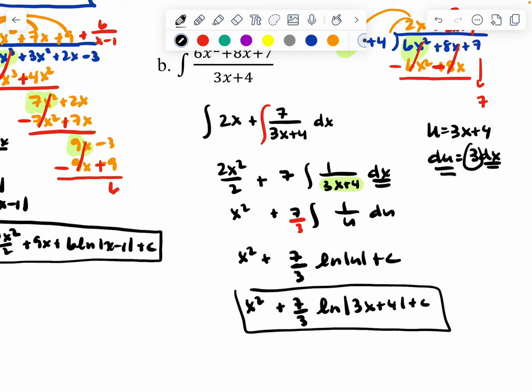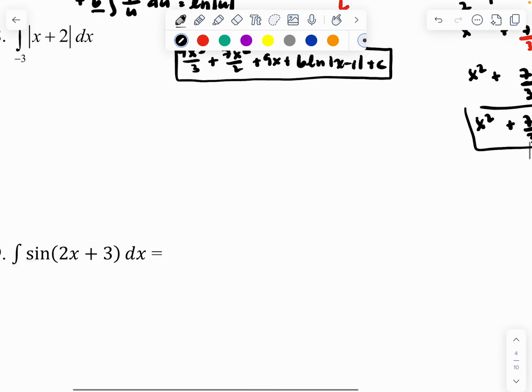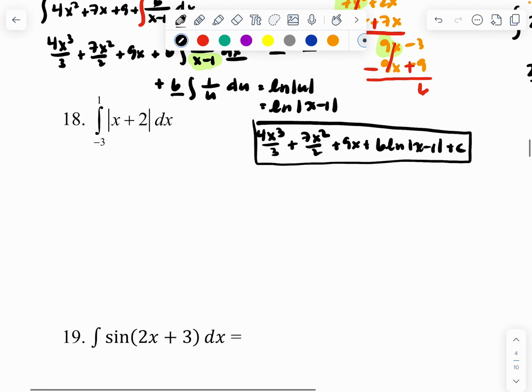Okay? All right, let's see what we've got here. Now, you guys, number 18, you actually don't know how to do this one yet, but you will tomorrow. So let's go ahead and do it anyways. So this is an absolute value function. I'm going to pretend like you do know how to do it.